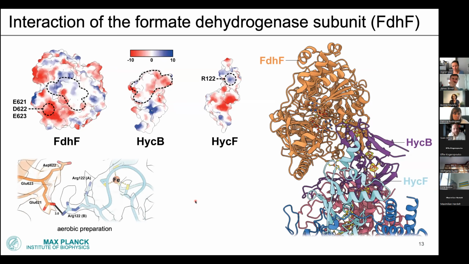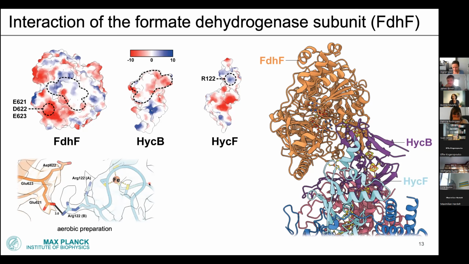And so that got us to thinking whether this could play some kind of role in a potential regulatory process, that was the reason we kept losing the FDHF. And we thought about that. We were purifying, of course, in the absence of oxygen, but also in the presence of hydrogen. So our tint has 5% hydrogen, and so we expect slightly more reducing conditions.